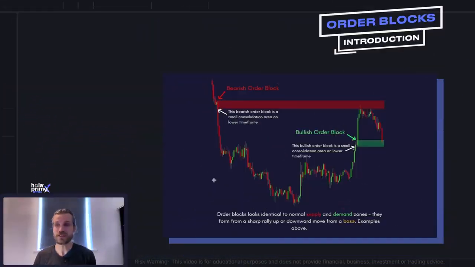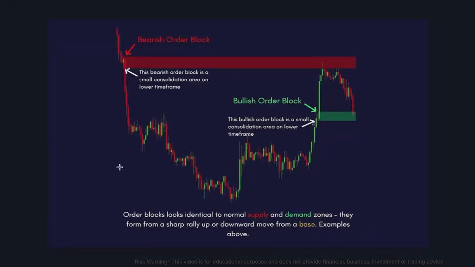Order blocks are simply supply and demand zones where market participants place large buy or sell orders, which can influence the price action. Since a large volume order can cause sharp price changes, typically these buy or sell orders, buy represented in green here and sell represented in red, are divided into smaller blocks, order blocks, which are then executed bit by bit as the liquidity of counter orders slowly accumulates.